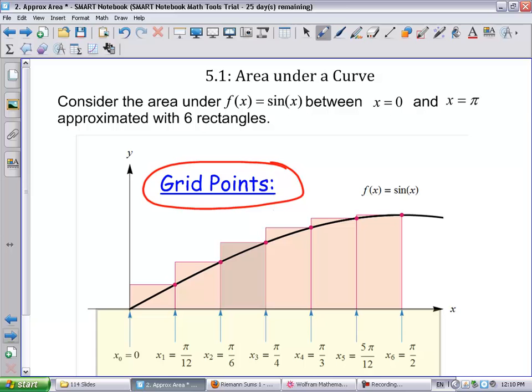And you can see here that we've written down all the grid points for sine of x between 0 and pi. And in fact, the sine of x doesn't matter, right? What matters is we're splitting up between 0 and pi into 6 pieces. And that tells us what our grid points are. These are our x values that are going to be important.